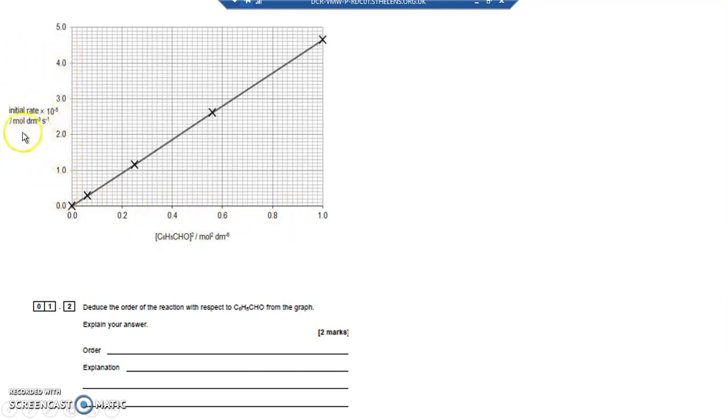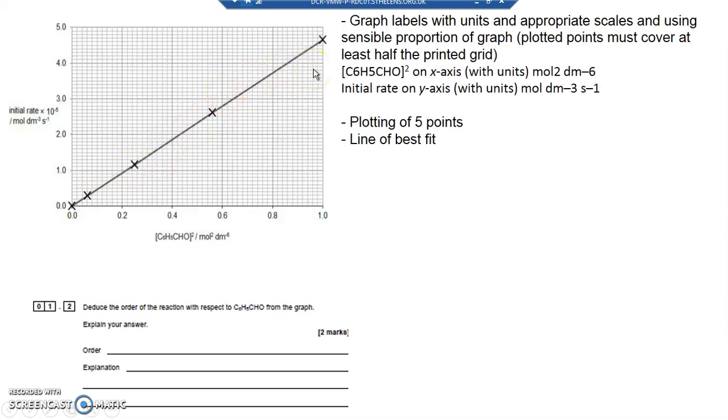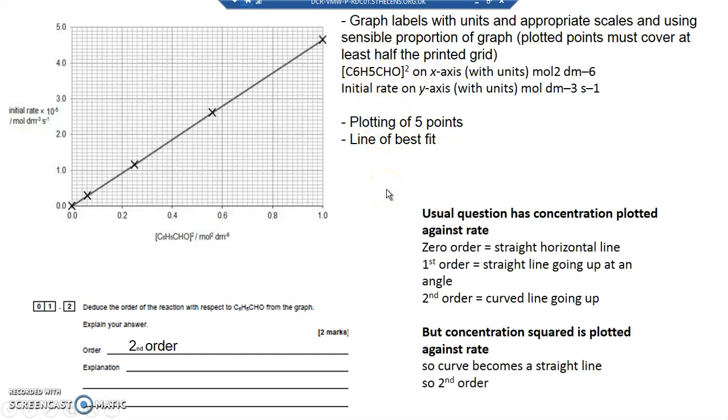So the results that you take, like the rate, that aren't fixed concentrations, this is what you're measuring, goes up the side. Deduce the order of reaction with respect to benzaldehyde from the graph. Explain your answer. Well, normally a straight line is first order reaction. So if something's first order reaction, then usually it means that 0 order is a straight horizontal line, first order means it's a straight line going up like this, and second order would be a curve curving up like this.